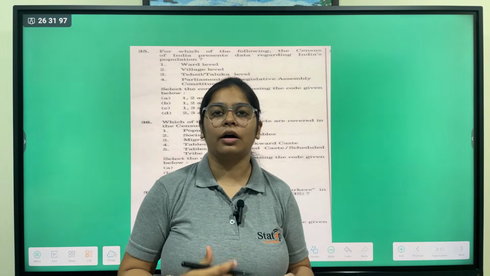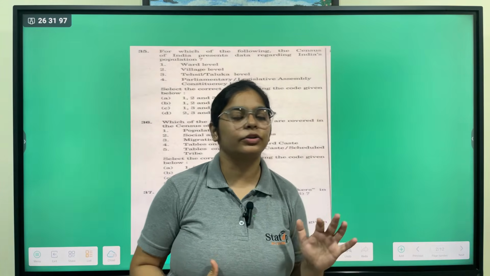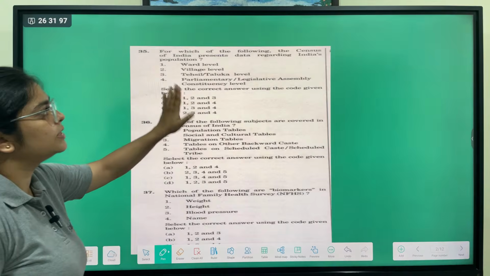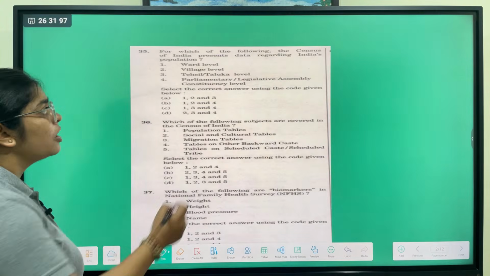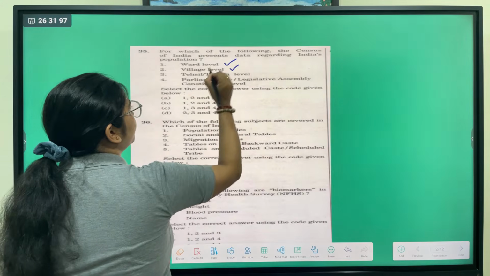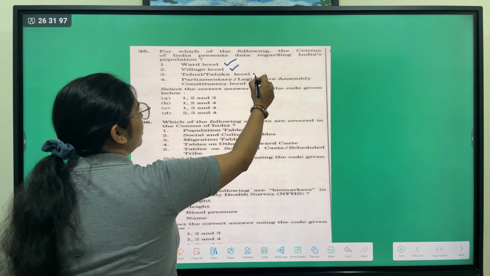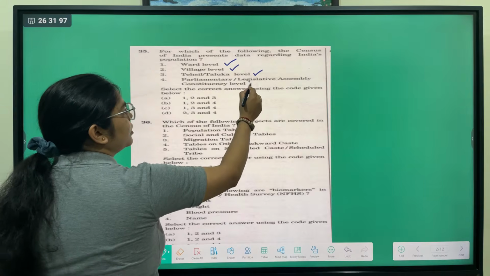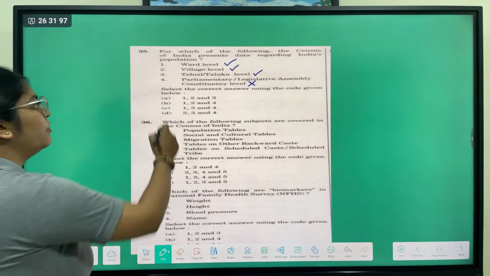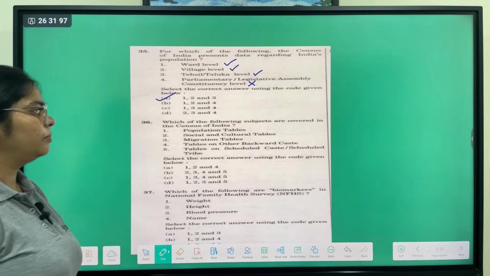We have to revise it again to get the good marks. First question says, for which of the following does the Census of India present data regarding India's population? At ward level, yes, they represent. At village level, yes, they represent. At tehsil or taluka level, yes, they represent. But at parliamentary or legislative assembly level, they don't represent. So the answer will be 1, 2, and 3, which is option number A.